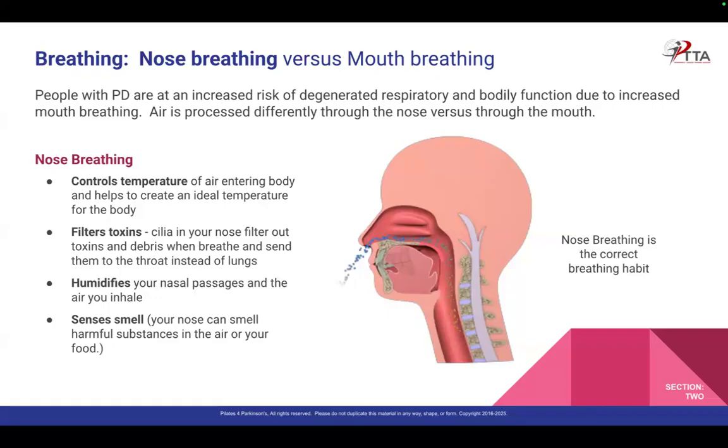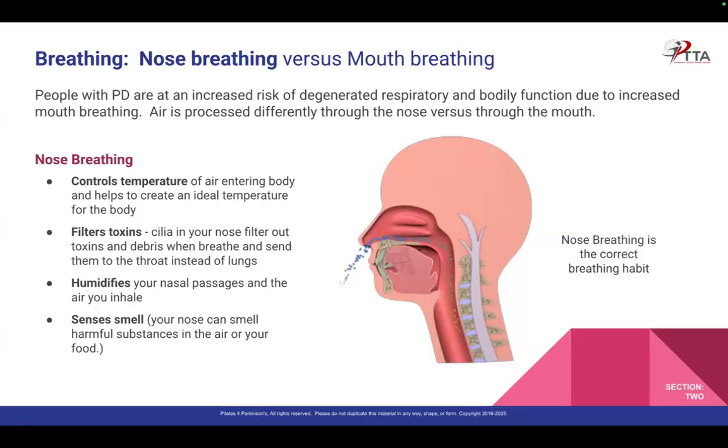You will notice that people who breathe through their mouth will start to make a sound. Generally, their breathing will take on more sound, and their nose might feel more dry. And then the other thing about breathing through the nose is that it helps to sense smell. So it can smell harmful substances in the air or in the food.